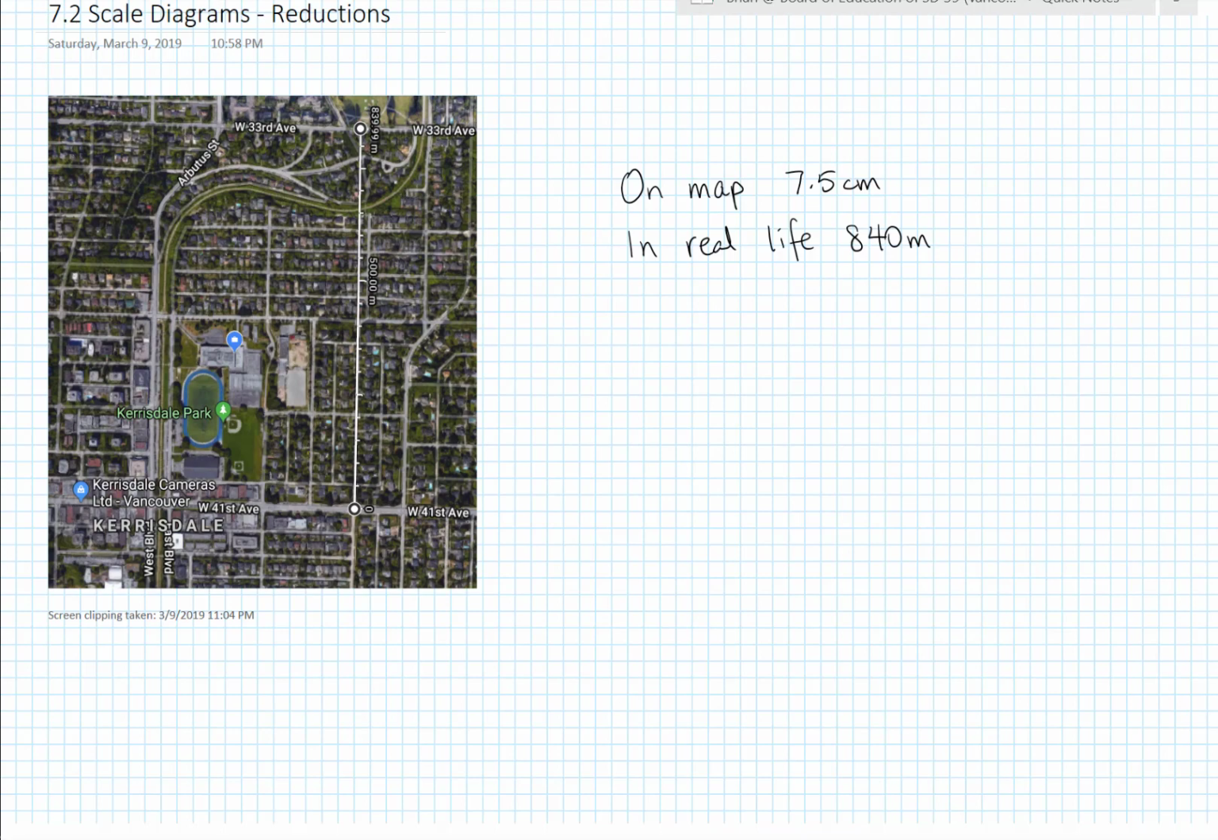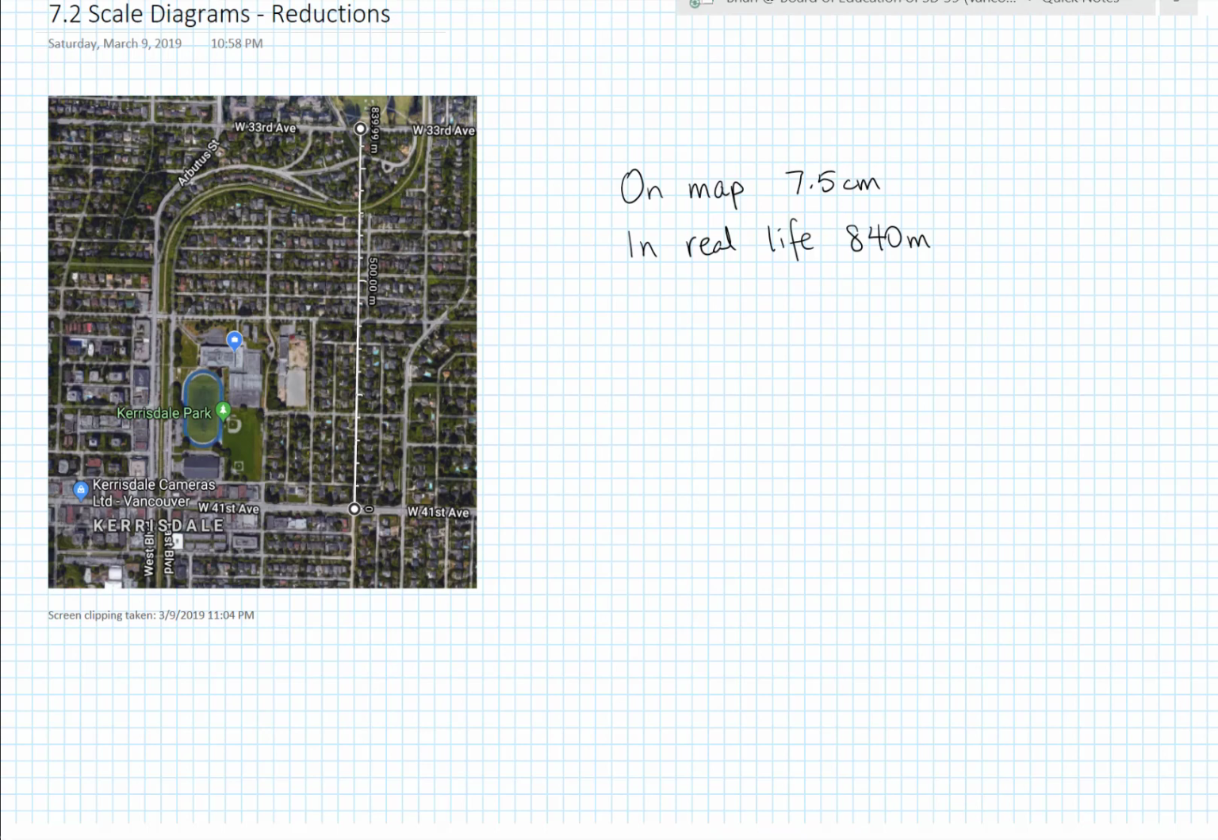On the map, now of course this is going to be totally different on your screen because it'll be a different size, and even if you printed it out, who knows what it would end up looking like. But I took a ruler and measured the distance on my screen, and the distance on my screen between 33rd and 41st was 7.5 centimeters. And again, in real life, that was about 840 meters. So let's try to figure out the scale for this map.